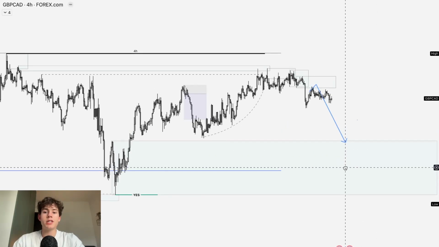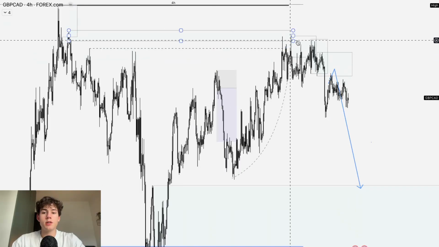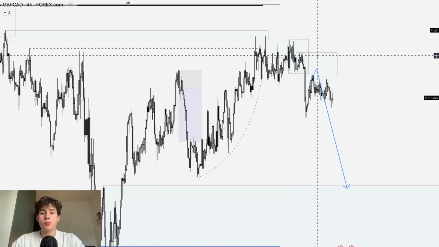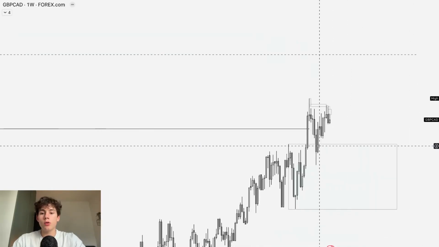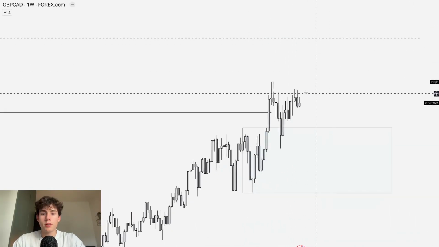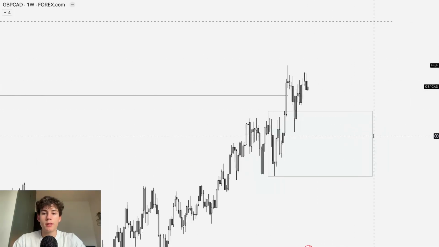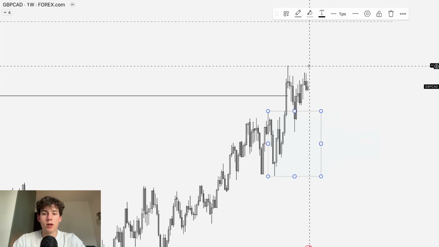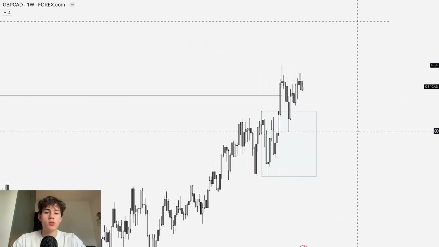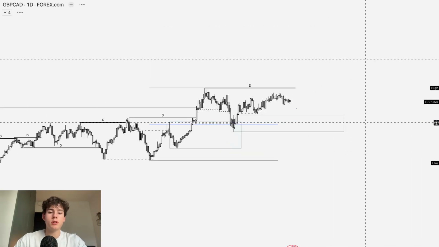Looking over here at GBPCAD, what can we see? That we beautifully respected this supply zone and created new supply zones to push price down lower. Now looking at the weekly time frame, this is going to be my 4-hour boxes as well as this one, but on the weekly time frame, this demand over here pushed price back up higher, so we could just continue to trade up higher because as you can see we have bullish order flow, so definitely possible.